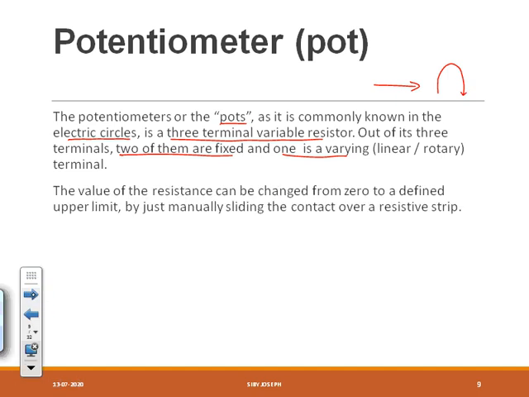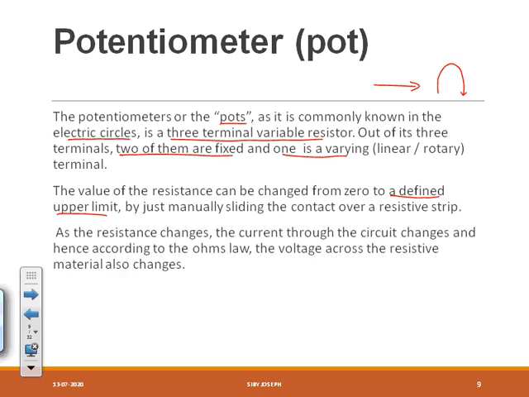The value of resistance can be changed from 0 to a defined upper limit, as I said earlier, by just manually sliding the contact. As the resistance changes, the current through the circuit also changes, and hence, according to Ohm's law, the voltage across the resistive material also changes.